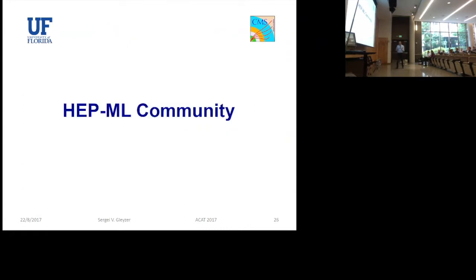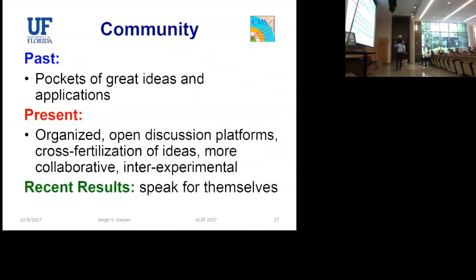Okay, so finally, just a couple of words about the community part of this. In the past, we had a lot of great ideas and applications already in machine learning in particle physics. There's a long history, as many of you here can tell you about. But there were really pockets of ideas, living within experiments of small groups. And today, the difference is that, of course, there's a lot more popularity in this. It's a hot area. Young people want to do this. And also, potential was really demonstrated, so people invest in the R&D and so forth.